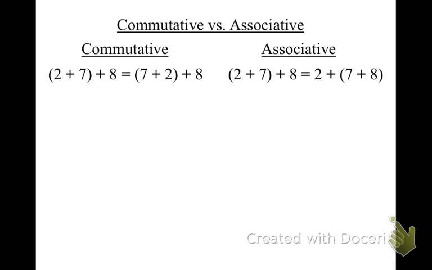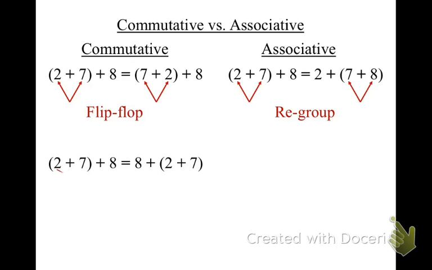Then with associative, be very careful. What are we doing with associative? Got to take a look at where the parentheses are. I'm starting with parentheses in the front, then I regroup them and put them in the back. So, nice bright letters. We flip-flop for commutative. And then for associative, we're regrouping. Now, here's the big thing though.